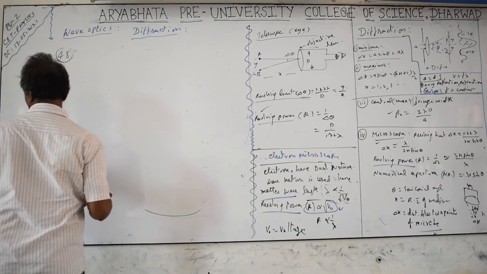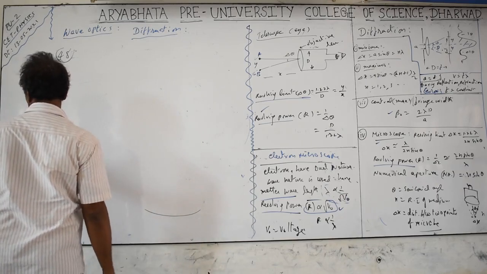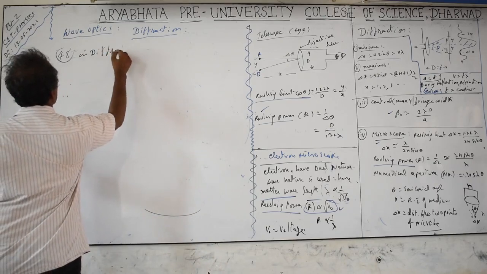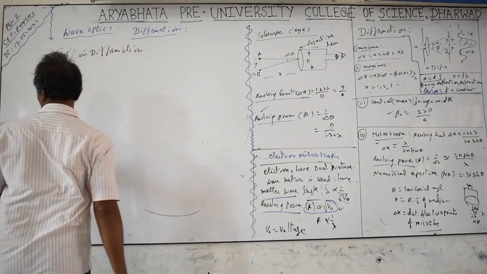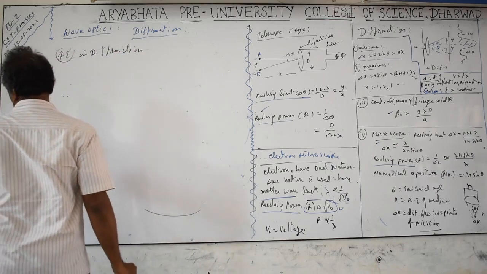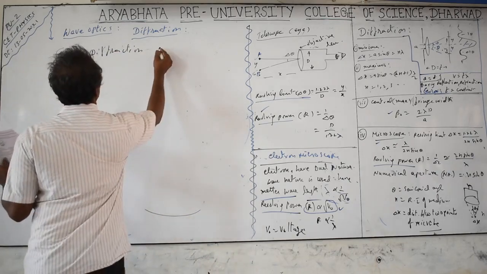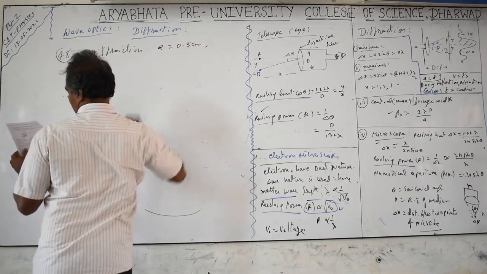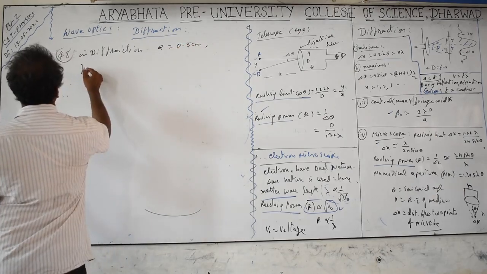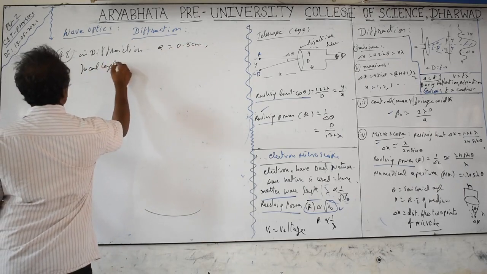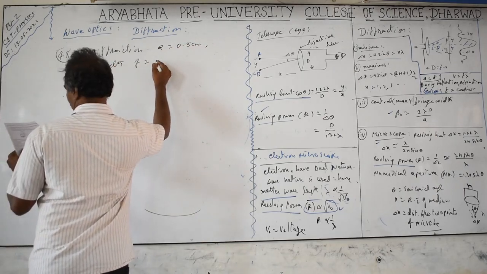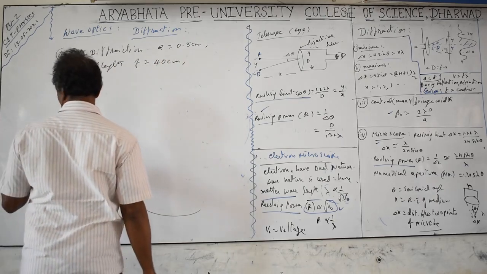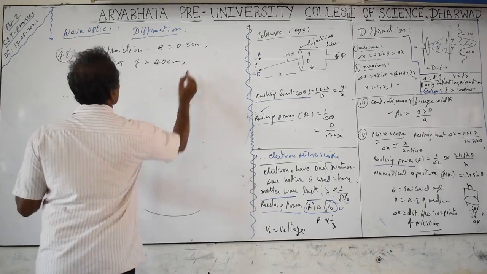In a single slit diffraction, the width of the slit is 0.5 centimeters. Slit width a equals 0.5 centimeters. Focal length of the lens f is equal to 40 centimeters, and lambda is 4890 angstroms.